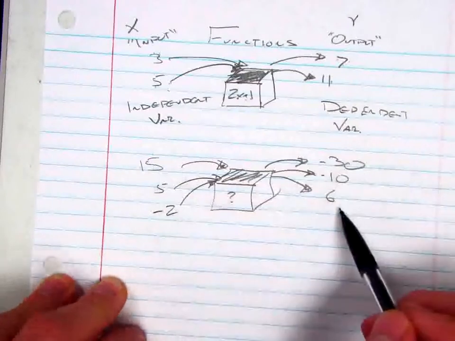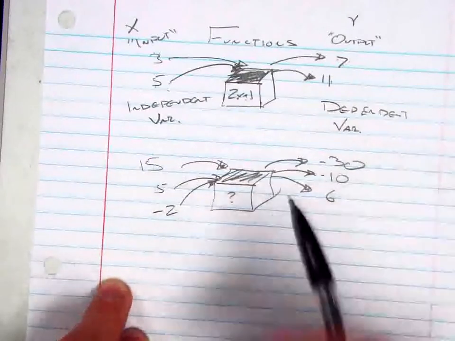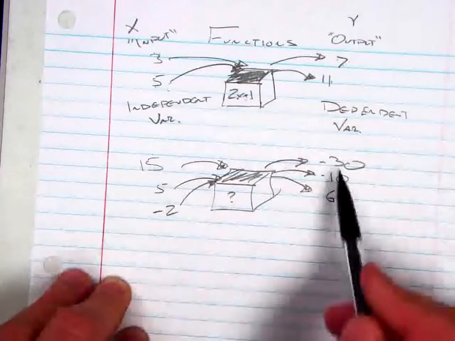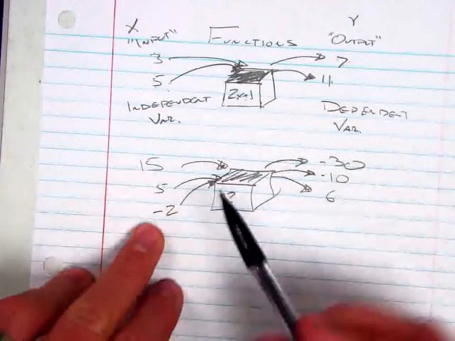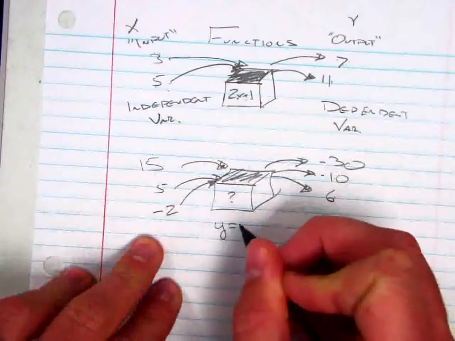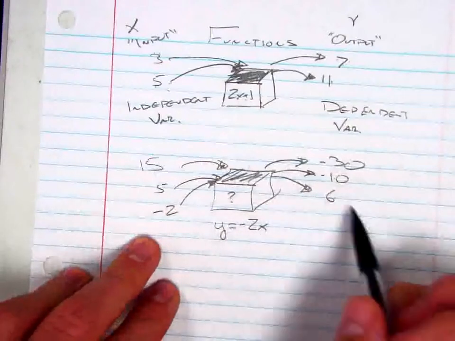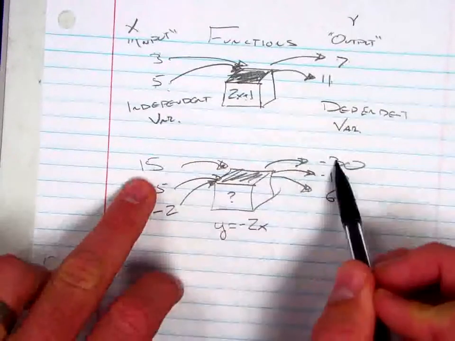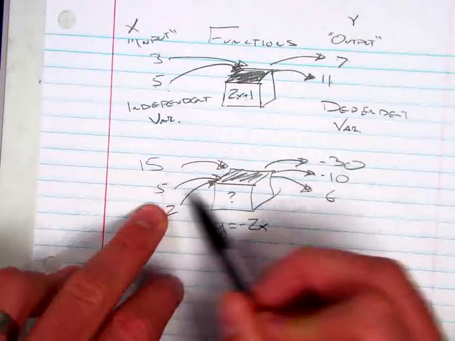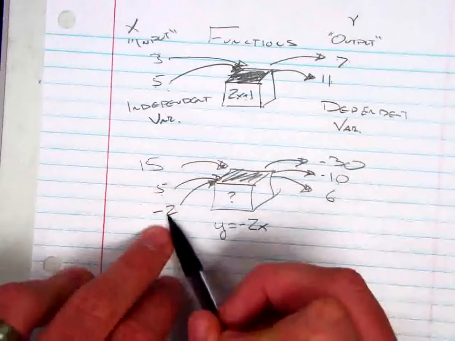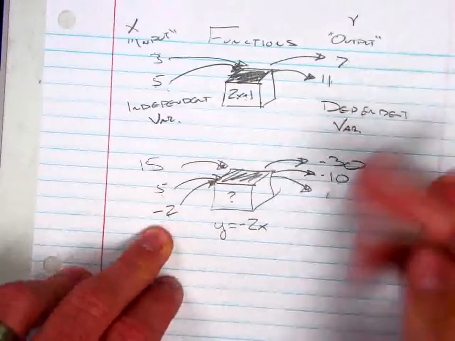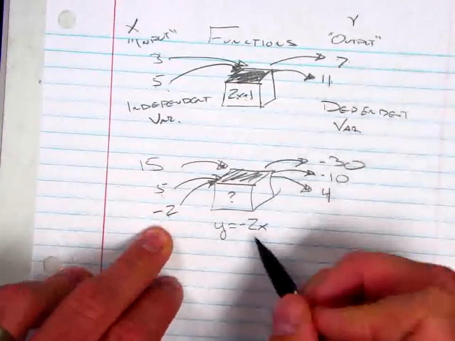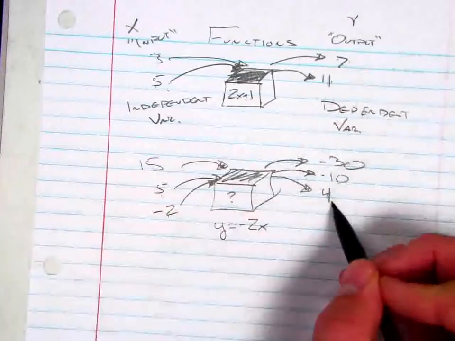If I look at my input-output values, I can probably make a pretty good guess at what the function is. It looks like they're doubling. It looks like it's the opposite of twice whatever my x value is, or in other words, y equals negative 2x. Because negative 2 times 15 is negative 30, negative 2 times 5 is negative 10, and negative 2 times negative 2 is a positive 4.